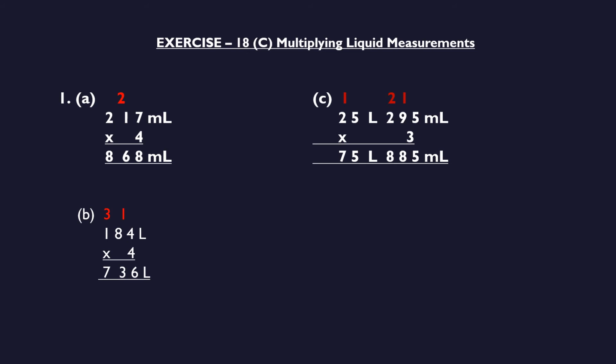Then come towards the liter side. Write liter there first. Then 3 fives are 15. 5 in the answer part and 1 as carry. Now 3 twos are 6. 6 plus 1 is 7. So the total answer is 75 liters, 885 milliliters.